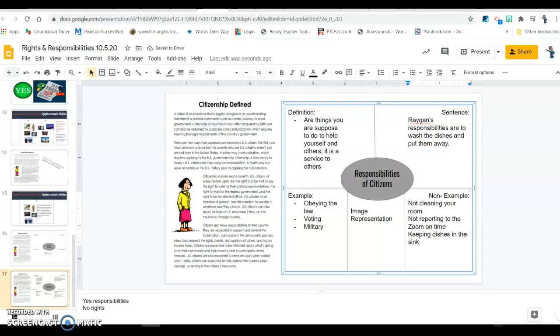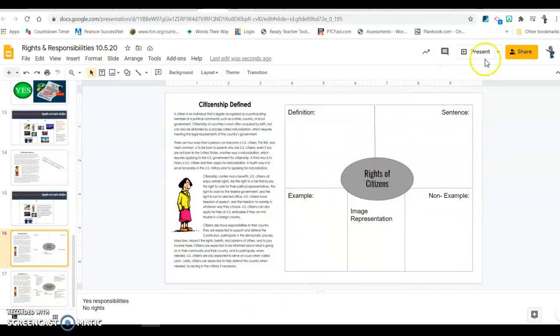Today, boys and girls, what you will do is, this is called the Freyer model. We use a Freyer model to define the word, use it in a sentence, and come up with some examples so that when we see the word again, we understand the meaning of it. Today, we did the Freyer model for responsibilities.